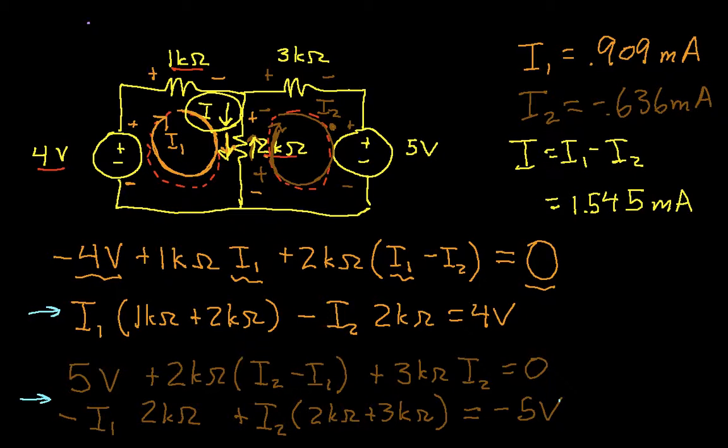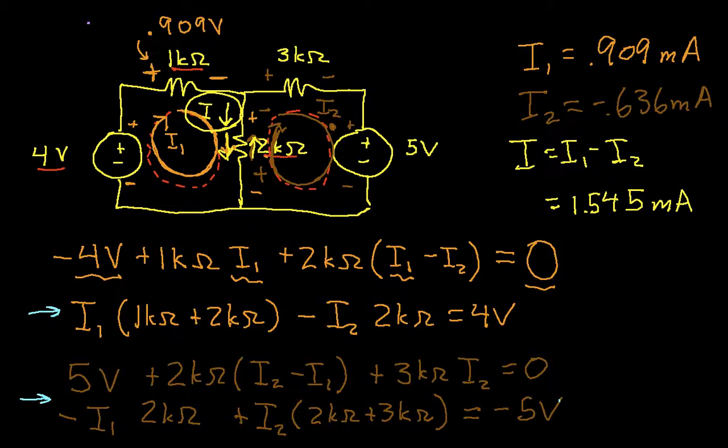I could also ask, what's the voltage across this 1 k ohm resistor, for example? Suppose I need to know that. Well, that is going to be 1 k ohms times I1, which will be 0.909 volts. Okay, so that pretty much wraps up the introduction to mesh analysis.